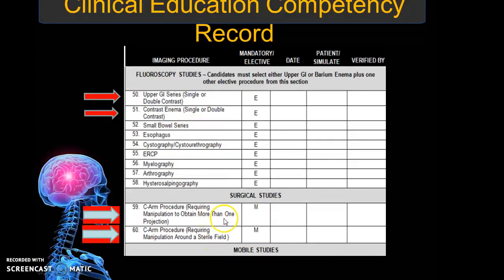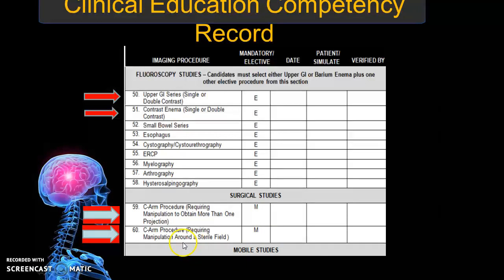Your C-arm, again, you have 2 different ones. One that requires manipulation to obtain more than one projection, so you're rotating it from maybe AP to lateral. Again, it may not be in the surgical suite per se. You might be performing that in the imaging department. Maybe you're doing an AP and a lateral like a myelogram or an arthrogram. The other one, the C-arm, manipulation around a sterile field. So again, you might be doing a lumbar puncture, or you might be in surgery itself. Neither of these may be simulated.